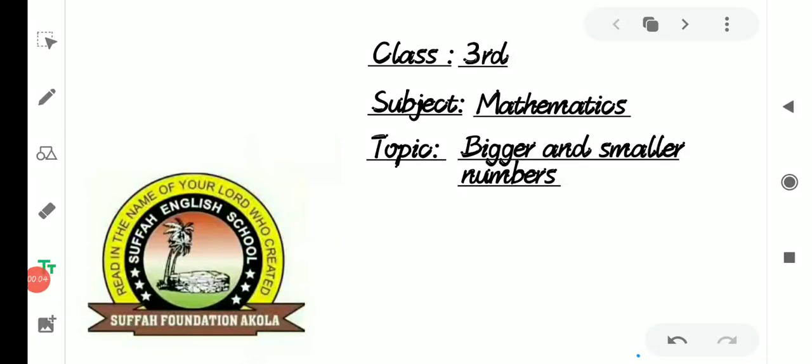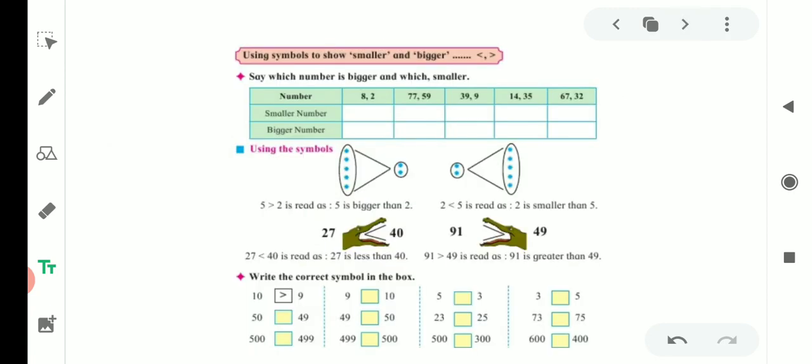I am your maths teacher and our today's topic is bigger and smaller number. So let's get started with the topic. First one, using symbols to show smaller and bigger number. So these are the symbols, two symbols to show whether the number is bigger than or smaller than, that is greater than or smaller than. We use these two signs to show the greater or smaller number.